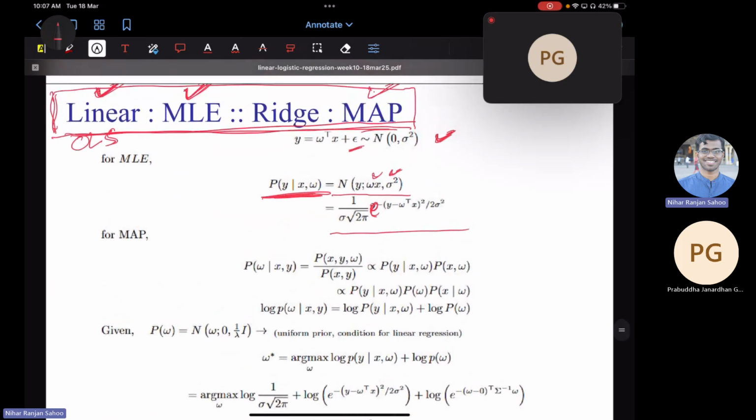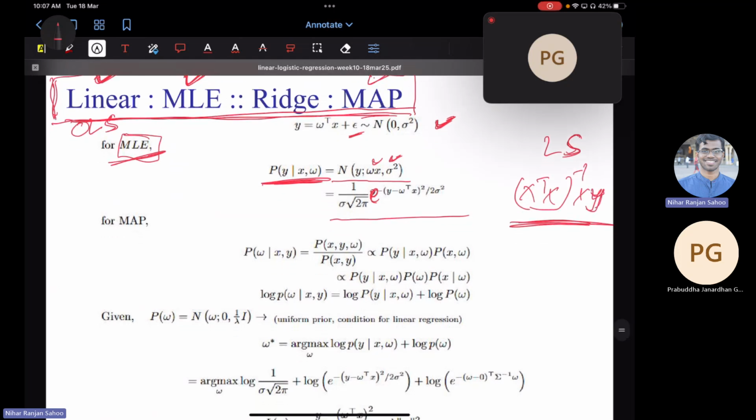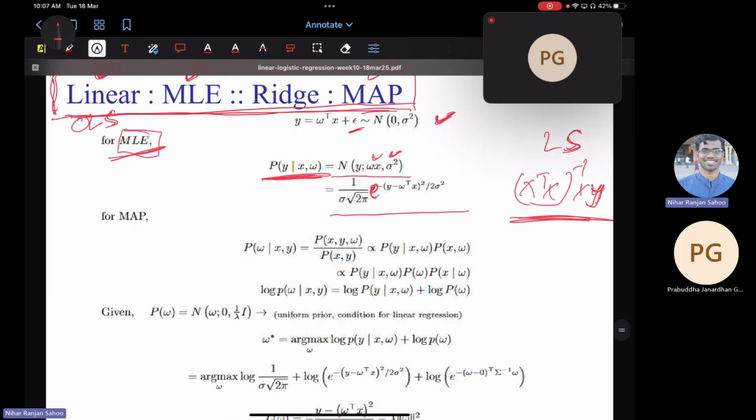Now we have to do the MAP. I am not discussing how we do MLE. Yesterday we discussed least squares for linear regression. You can also do MLE, and we will reach the same closed form solution. So you can try on your own. I'm skipping the MLE of linear regression. So let's do the MAP estimate of linear regression.